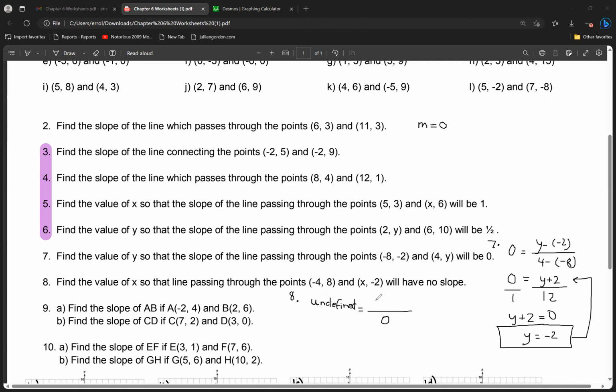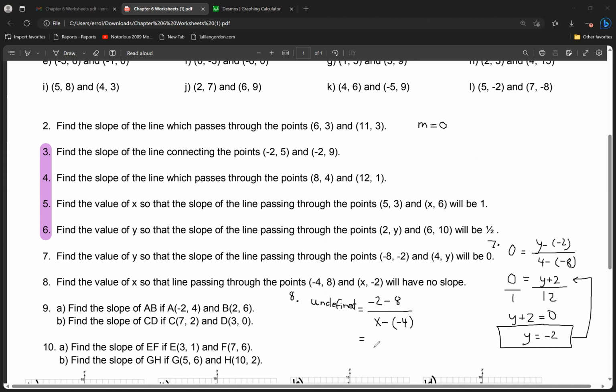Yeah. It'll be y2 minus y1, right? So -2 minus 8. Okay, so find the value of x so the line passing through points that and that will have no slope. So if it's no slope, the denominator has to be 0. Actually, let's erase the bottom and write it in. What's the bottom? What's x2 minus x1? X minus 4, right? Okay, so what's the top?